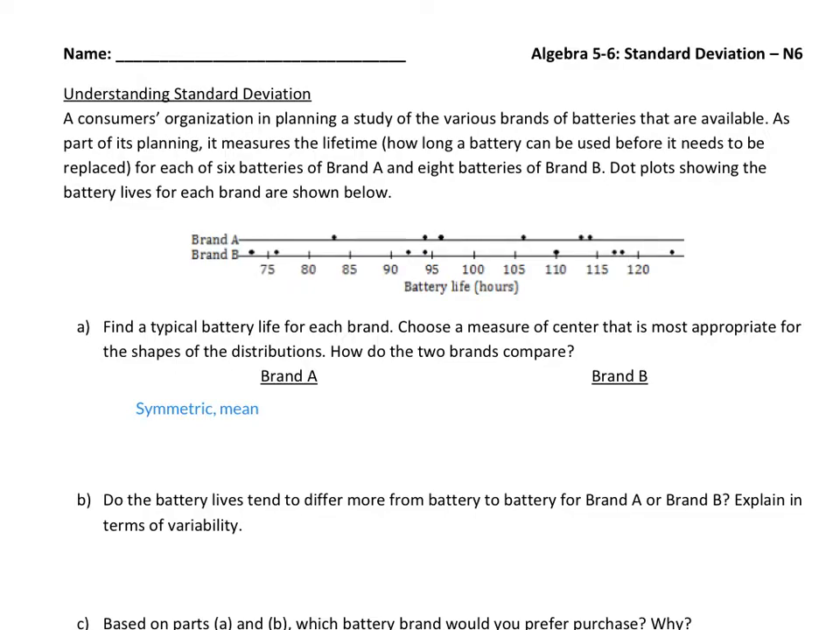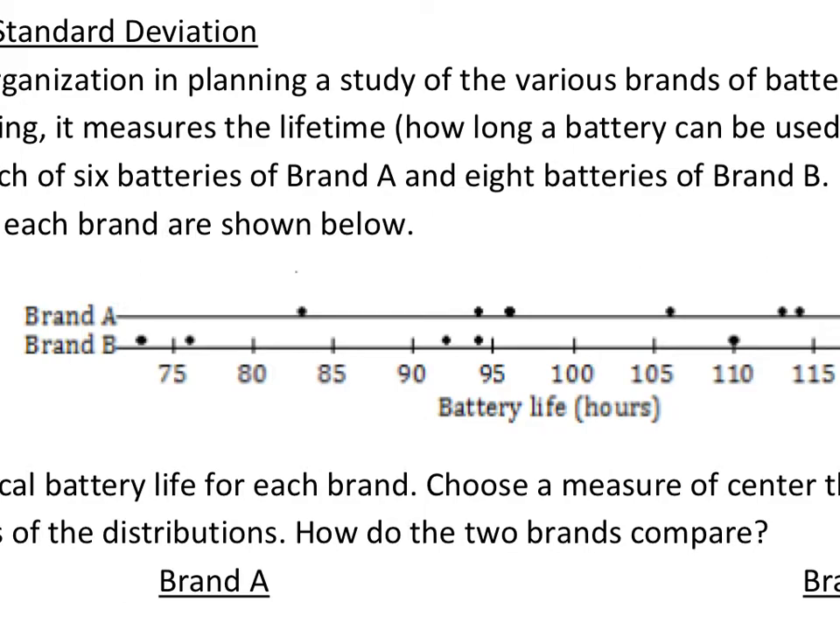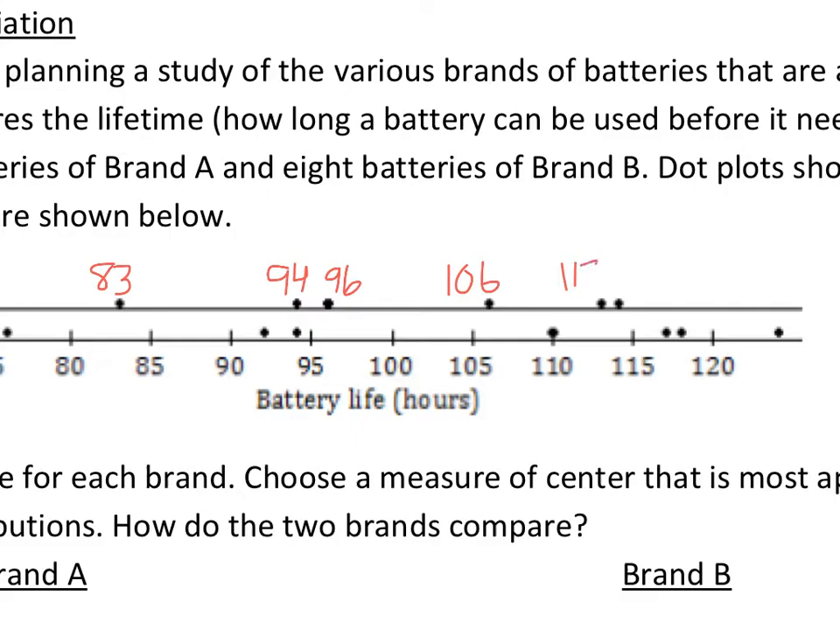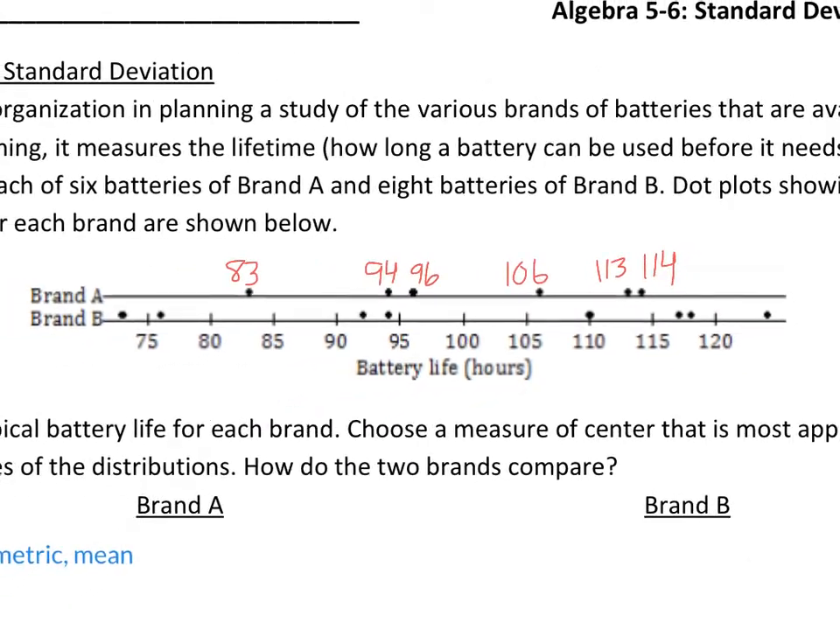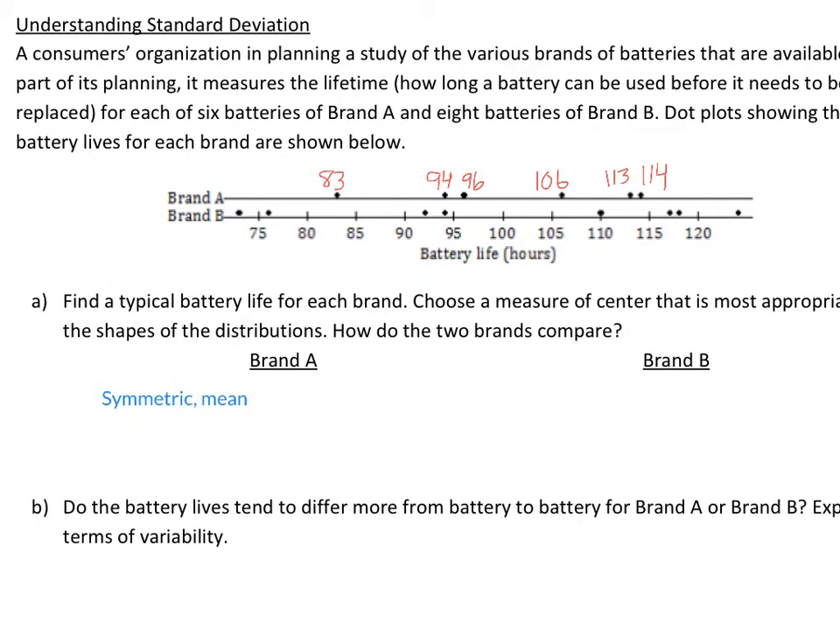To find the mean, we need to add all the values together and divide by the total amount of values we have. So let's mark these values here. This first value looks like it's about 83. We have 94, 96, 106, and it looks like 113 and 114. There are 6 values, so let's go ahead and add them up and divide by 6, and we get a mean of 101.